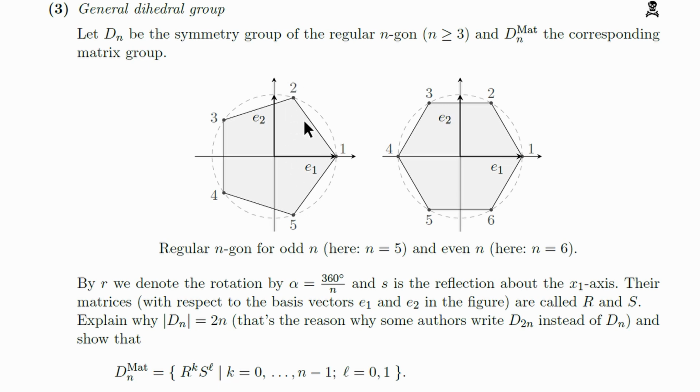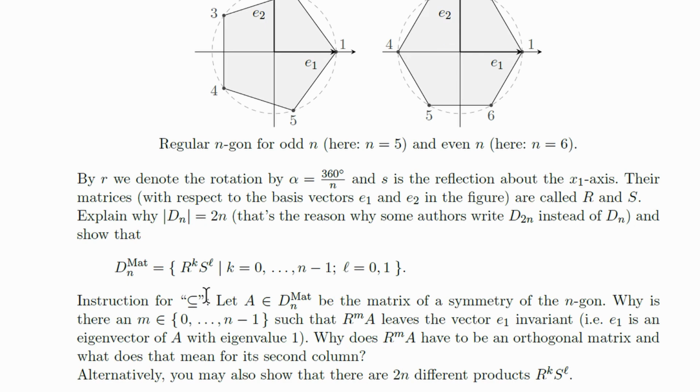Convince yourself here, if you reflect this n-gon, this pentagon here about this axis, you end up with the same pentagon, and exactly the same here for the hexagon. First of all, you need to explain why the cardinality of this set is 2n, so why there are exactly 2n symmetries of the regular n-gon. And actually in some books you might find the notation D_2n instead of D_n. I find this rather confusing because D_n is the symmetry group of the regular n-gon, not the 2n-gon. But that's the reason behind it.